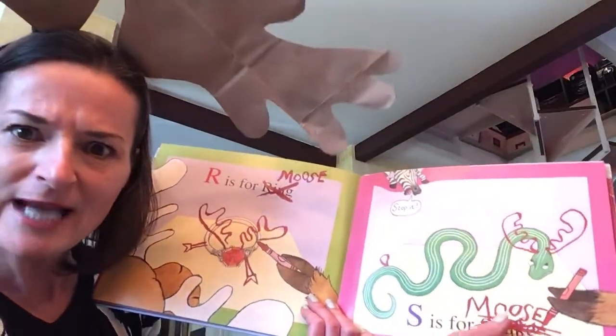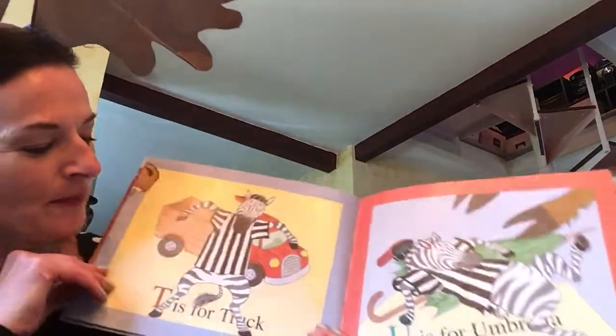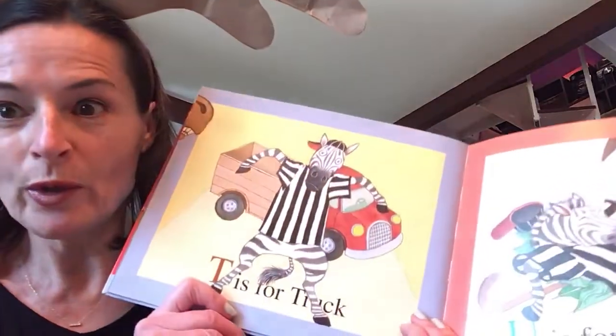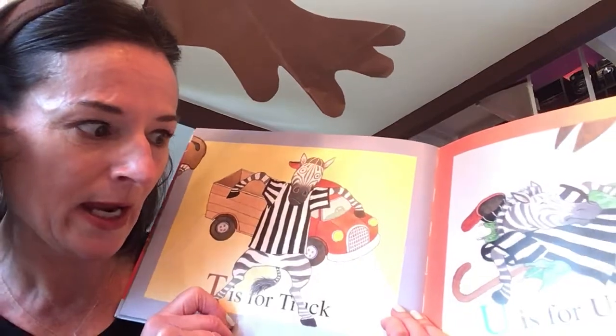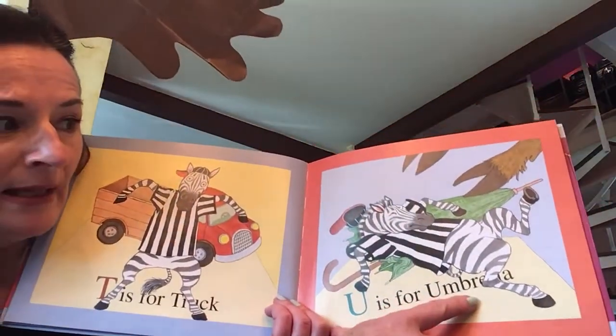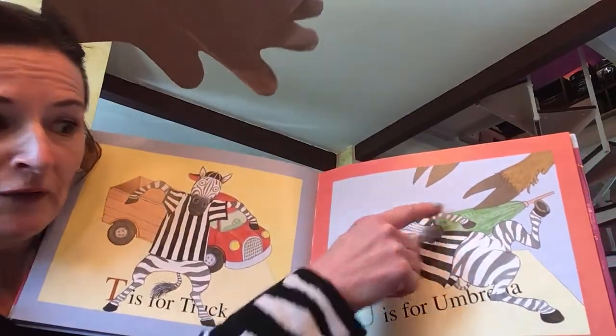Zebra says, stop it. T is for truck. Oh no. Can Zebra keep moose away? U is for umbrella. Oh no. Moose hoofs.